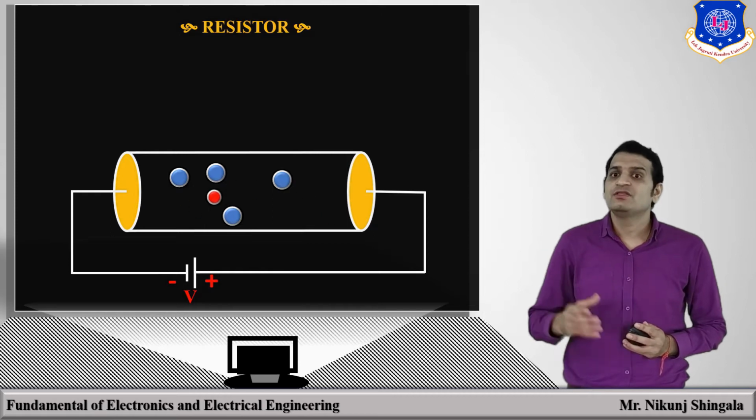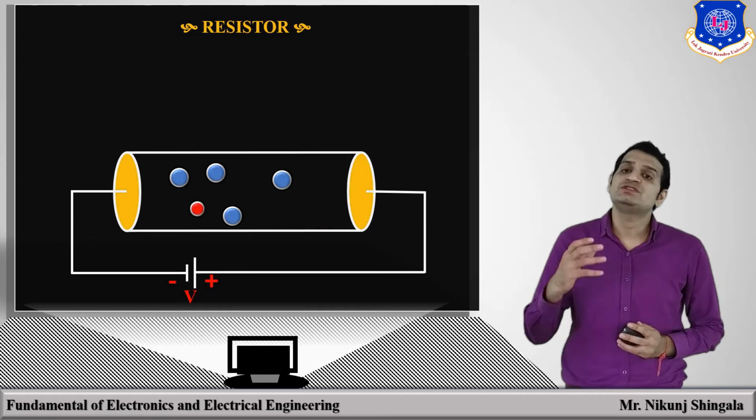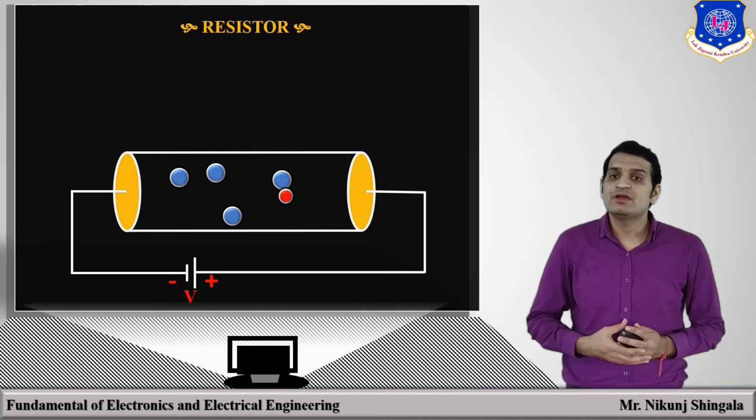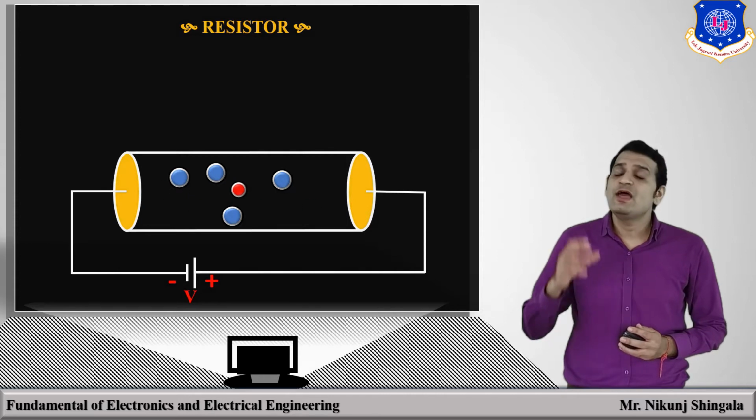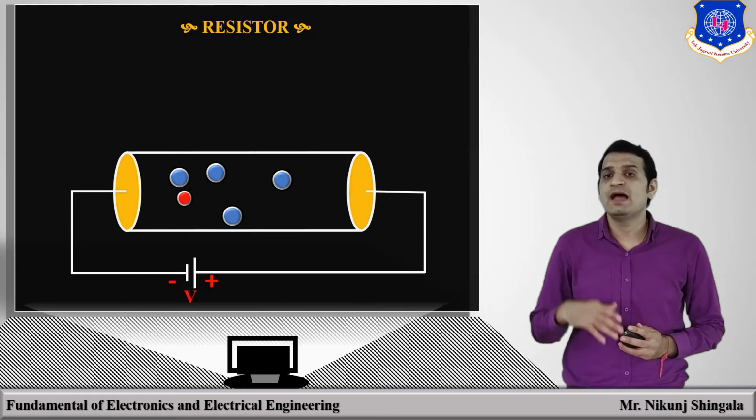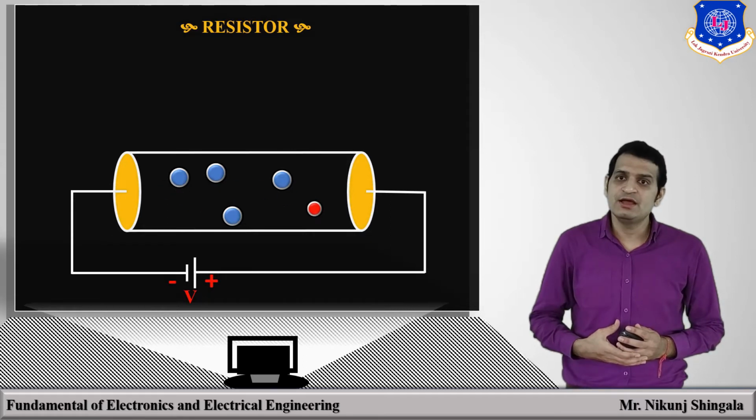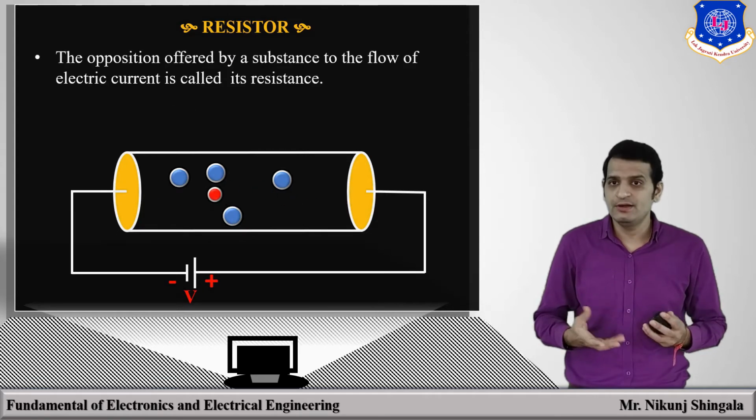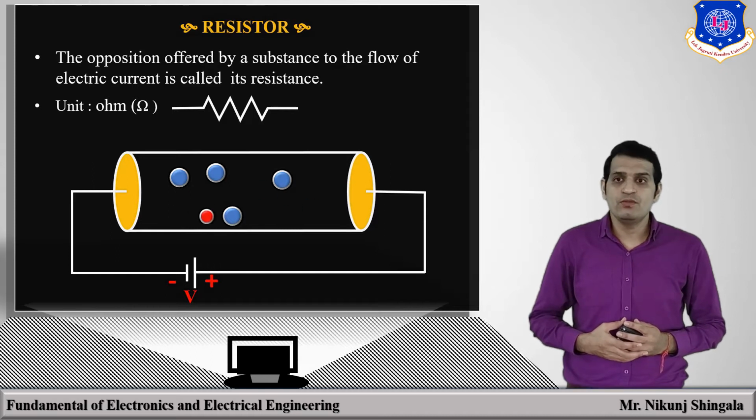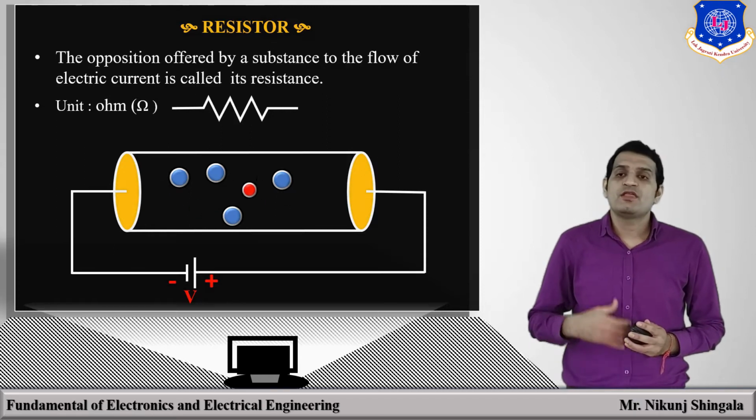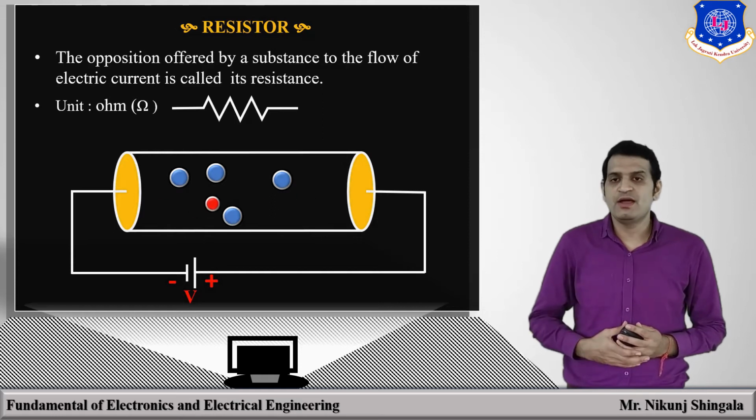But while traveling, these free electrons will collide with the stationary atoms. Because of the collision, the flow of electrons is reduced or restricted. So there is something which opposes the flow of electrons. The opposition offered by a substance to the flow of electric current is called its resistance, because flow of electrons is nothing but the flow of current. It is measured in ohm, which is denoted by omega. Resistance can also be specified in kilo ohm, mega ohm. These are the different ranges in which it is specified.